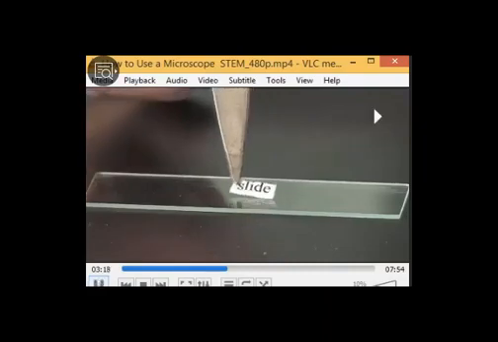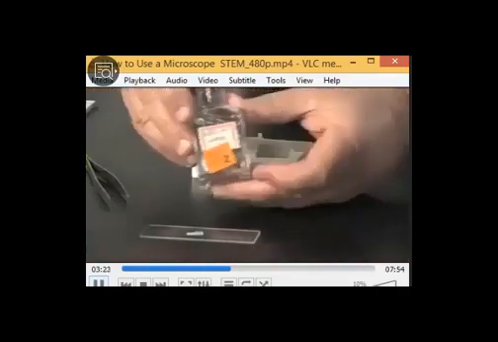Okay, sir? So he put the slide. For example, this is Aina. And now he will put 1 or 2 drops of water.